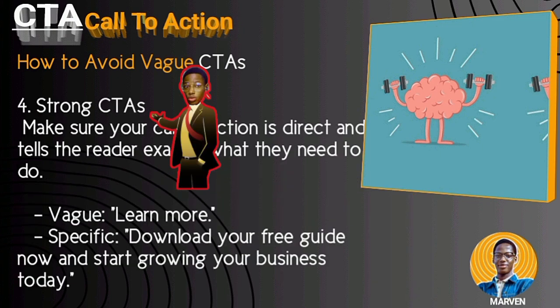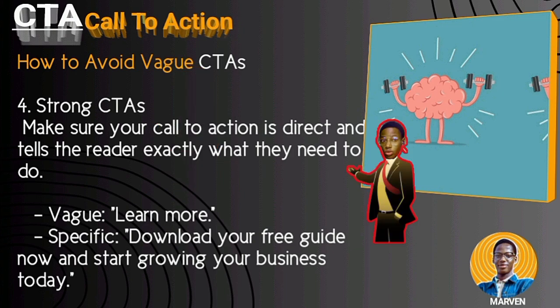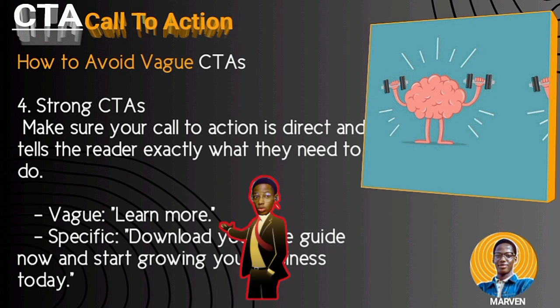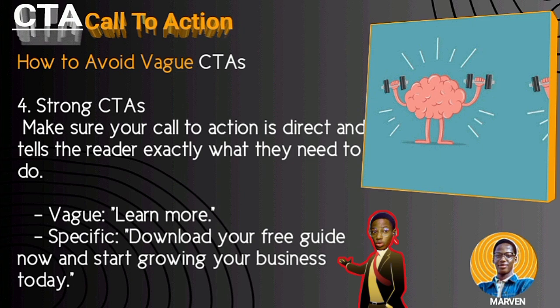Number 4, I call it a strong CTA. Use CTAs that tell the reader what exactly they need to know. When you say "learn more," it is not specific. Versus when you say "download your free guide now and start growing your business today," that looks like a specific CTA.